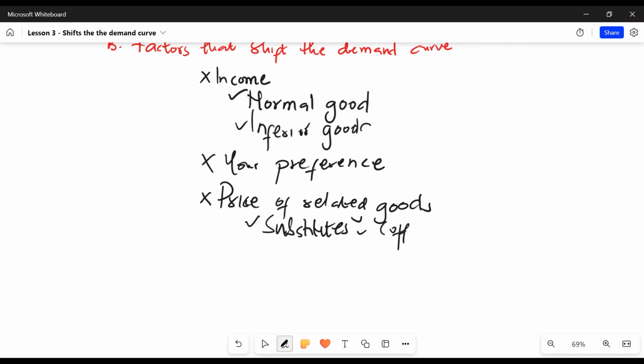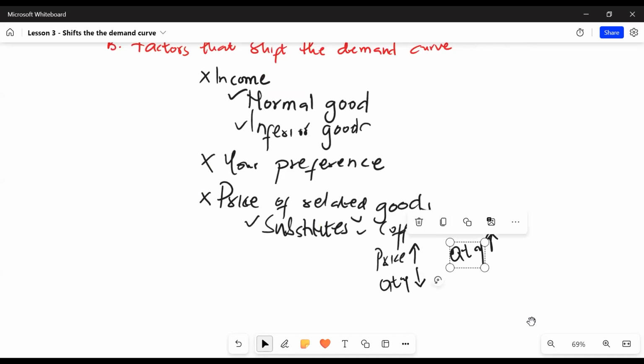If they are substitutes, for example, coffee and tea, if the price of coffee should go up, you will buy less of coffee, which means that you buy more of tea. So substitutes are positively related. The price of coffee and the demand for tea are positively related. If the price of a substitute goes up, the demand for the other good will go up. And this is the reverse for complements.